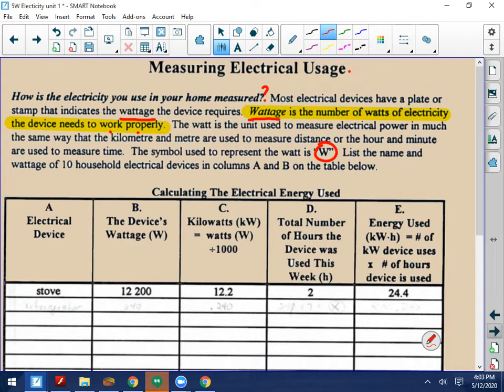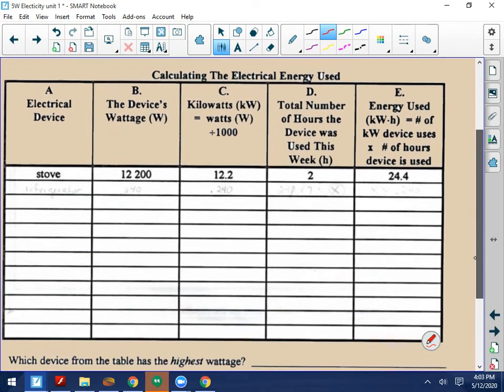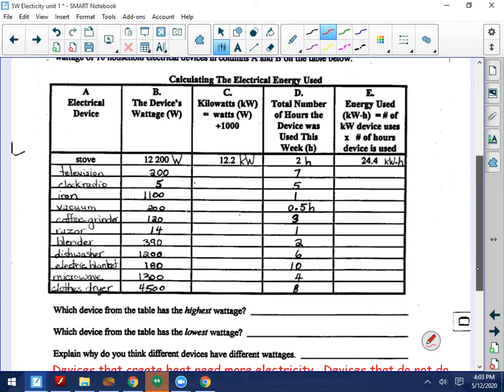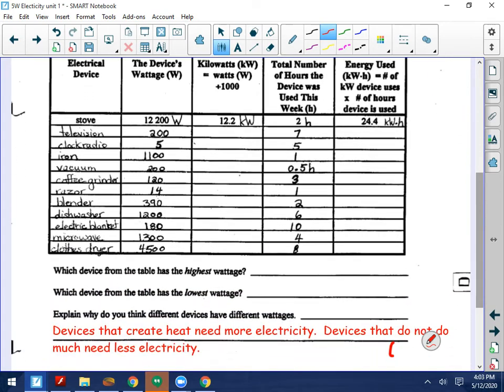So what we normally do here is we have a list of devices. I think I've got it on another page. So here we have the page here. So a television uses about 200 watts. A clock radio uses 5 watts. An electrical stove on top here uses 12,200 watts. An iron for clothes uses 1,100 watts. A vacuum uses 200 watts. A coffee grinder, 120. An electric shaving razor, 14.